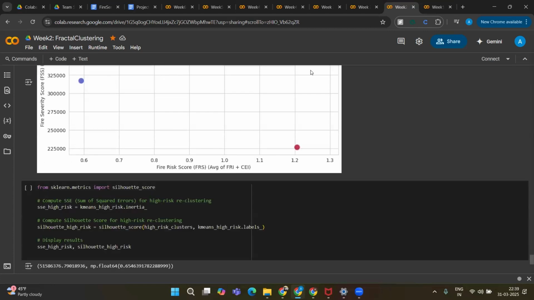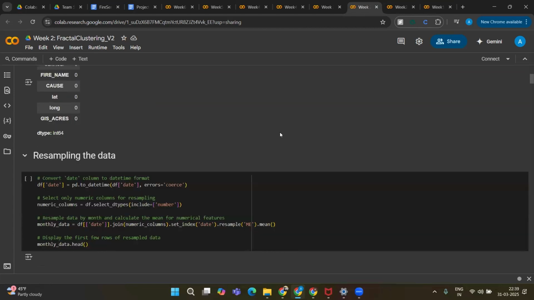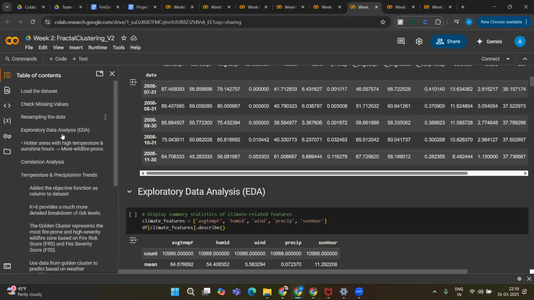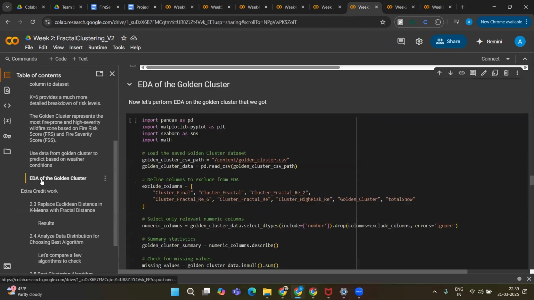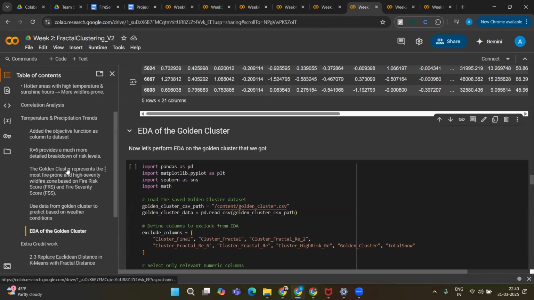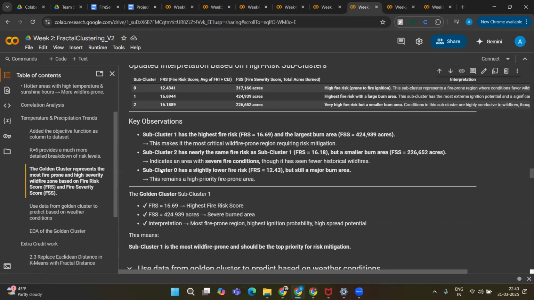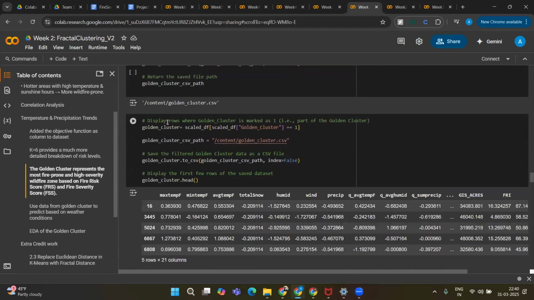Yeah, this is all about the week 2 version 1. And then in version 2, we did the same thing, but we had to add a few extra things. So let me just go to that. So yeah, this is all about the golden cluster, and then we saved it.